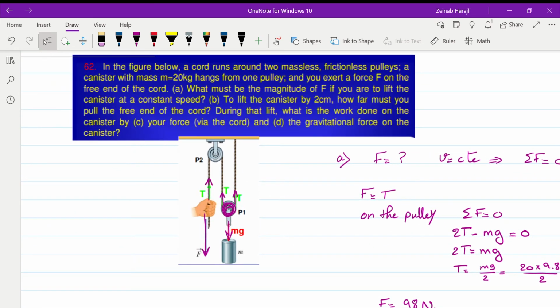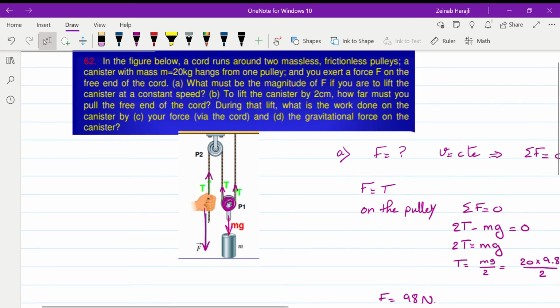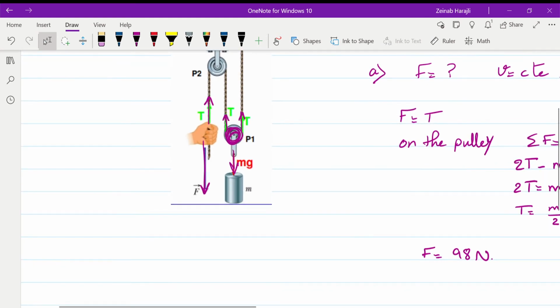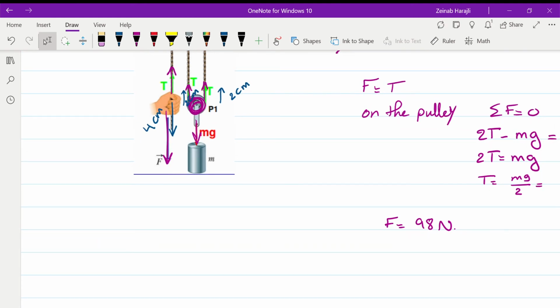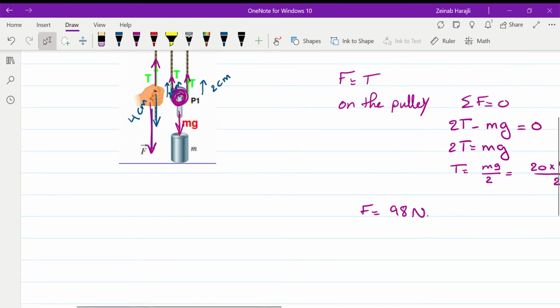In part B, we want to know how far you must pull the free end of the cord to lift the canister by 2 centimeters. So we want our object here to be lifted by 2 centimeters, which means that on each side of the rope there should be a lifting of 2 centimeters. And then this means that we need to pull the rope on the left side by 4 centimeters in order to establish this lifting.